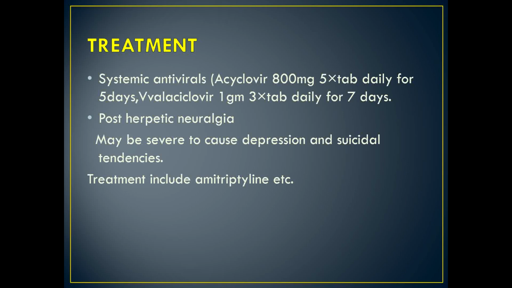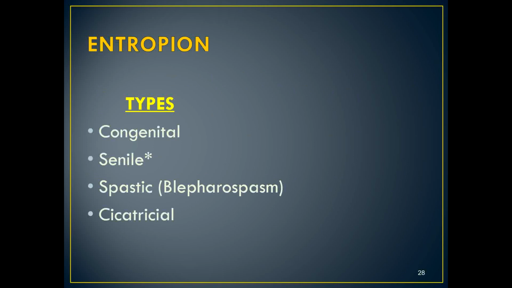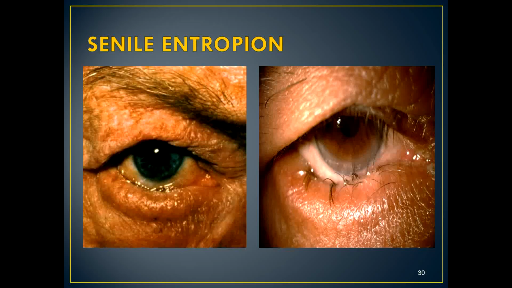Patient also need antidepressive drugs to counteract post-herpetic neuralgia. Entropion is another lesion of lid margin. Entropion is inward rotation of lid margin. When the lid is rotated inward, the eyelashes will cause irritation to the cornea, and it can lead to permanent scarring and keratitis.